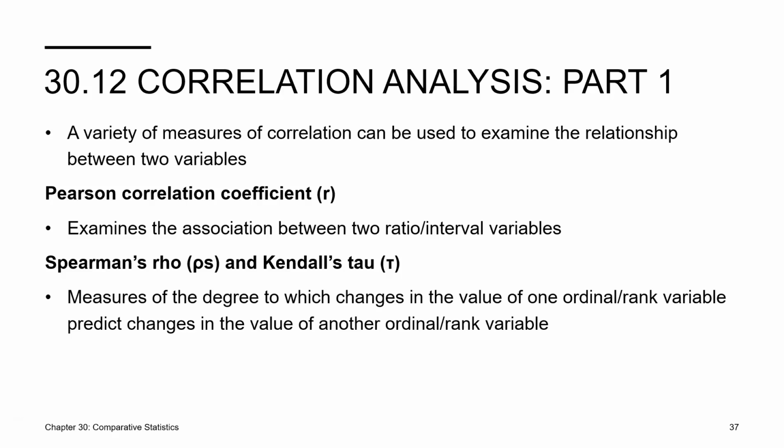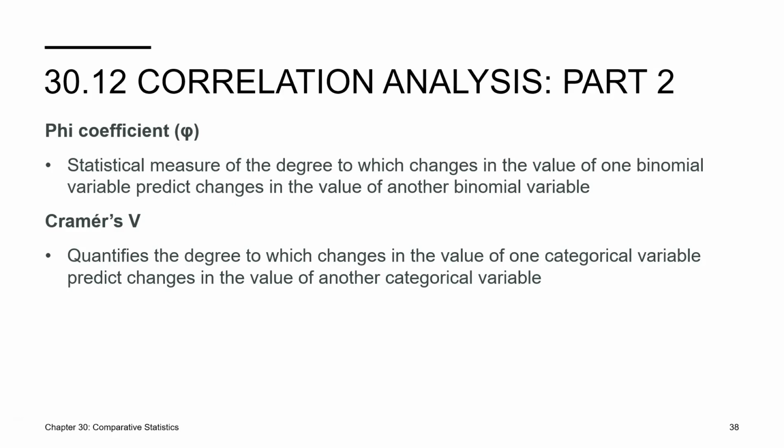Or you could have a Spearman's rho test or a Kendall's tau test, and this is with ordinal rank variables. And so this could be the difference in your scale variables, or if the variables are not normally distributed. Then we also have the phi coefficient, which is a statistical measure of the degree to which changes in the value of one binomial variable predict changes in the value of another, or Cramer's V, which quantifies the degree to which changes in the value of one categorical variable predict the changes in the value of another.